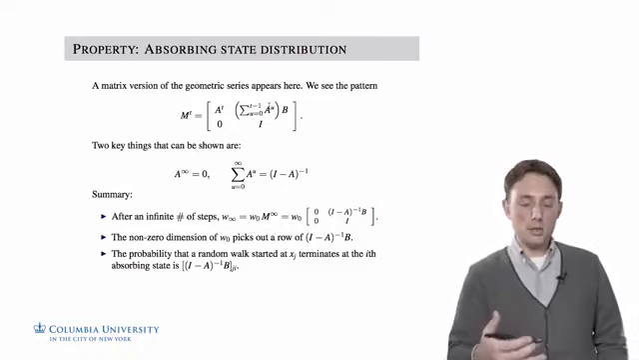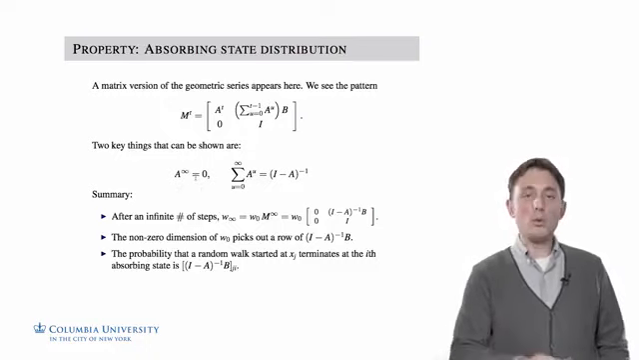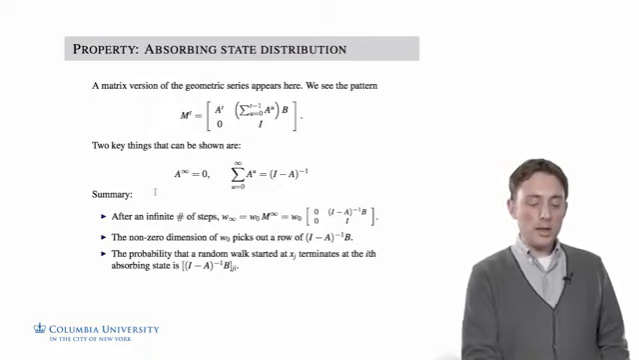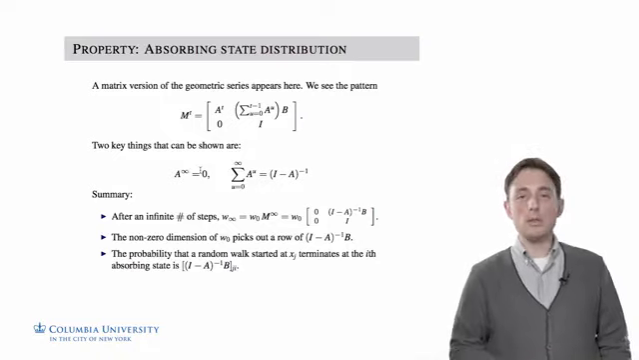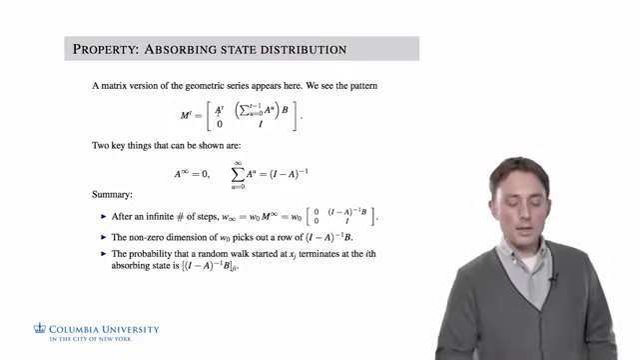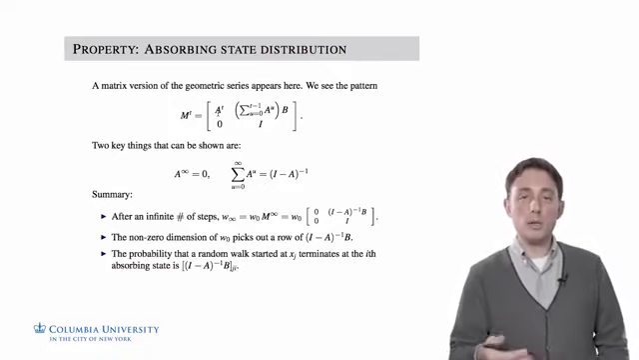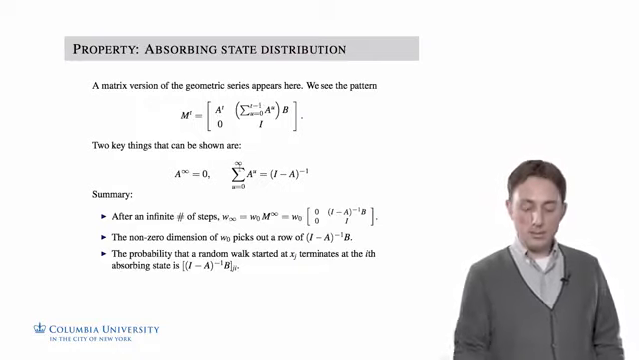Okay, so now we have two things that we can show. First, we won't prove it here, but we can show that as t goes to infinity, the matrix A raised to the power t goes to 0. So the limit of this thing as t goes to infinity is equal to the matrix of all zeros. And then finally, here's the matrix form of the geometric series. As t goes to infinity, we have that this sum is equal to the identity matrix minus A inverse.